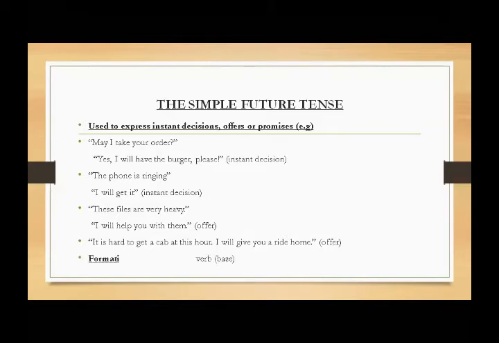I hope you have understood. The formation is, you have to use subject and will or shall. I haven't written shall, but with I and we you can use shall as well, plus the base form of the verb, which means the first form of the verb, the present tense of the verb.